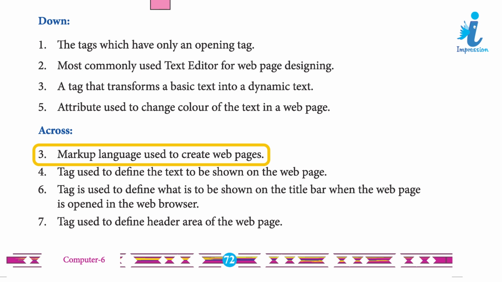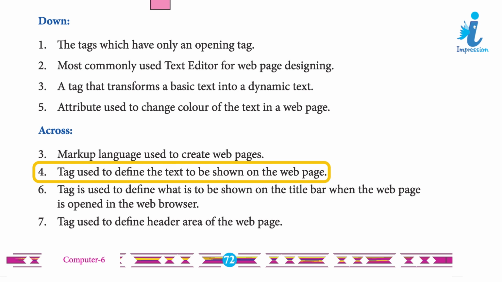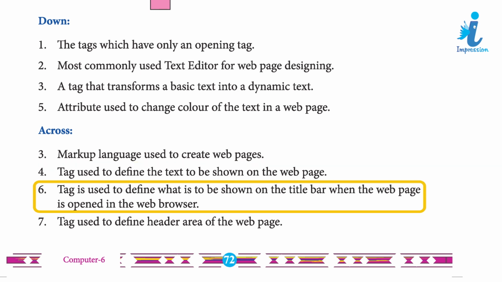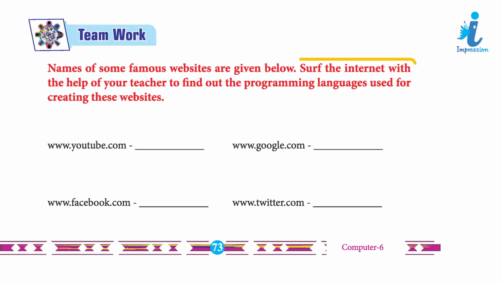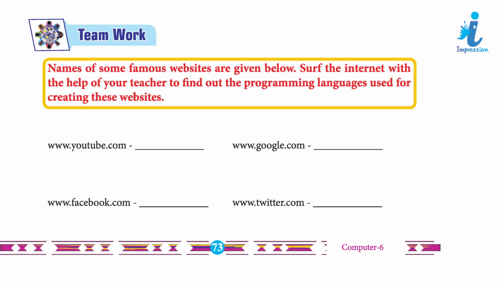Across. 3. Markup language used to create web pages. Answer HTML. 4. Tag used to define the text to be shown on the web page. Answer code. 6. Tag is used to define what is to be shown on the title bar when the web page is opened in the web browser. Answer title. 7. Tag used to define header area of the web page. Answer text.